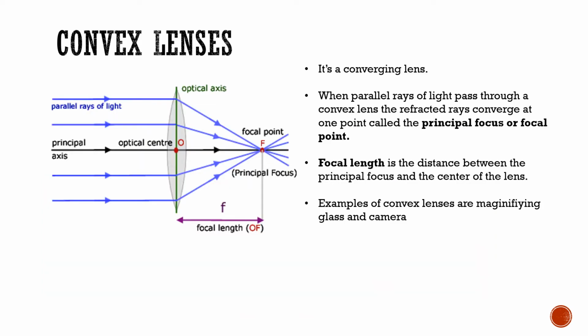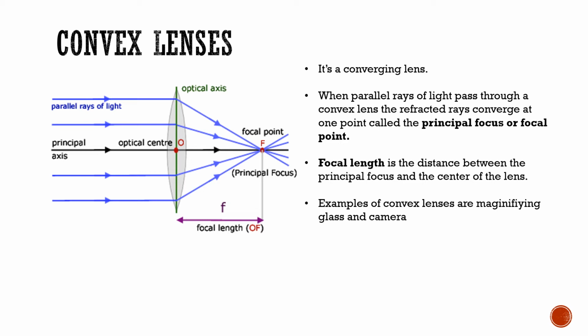In this lab, we will be focusing on convex lenses. Convex lenses bring the rays of light that pass through the lens closer together. Therefore, it is called a converging lens. Then you can see the optical center. The optical center is the center point of the lens itself. The ray of light which passes through the optical center goes straight and does not deviate.